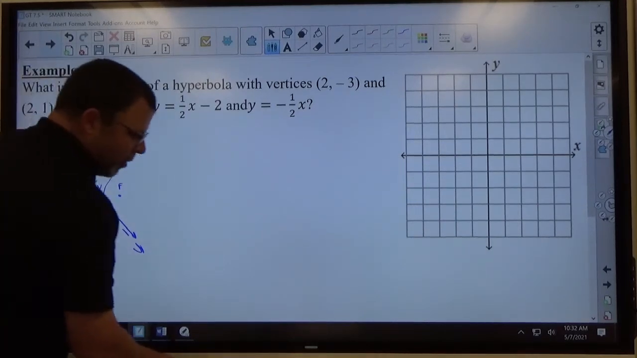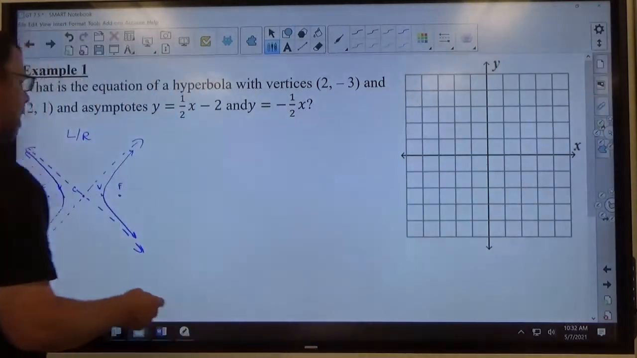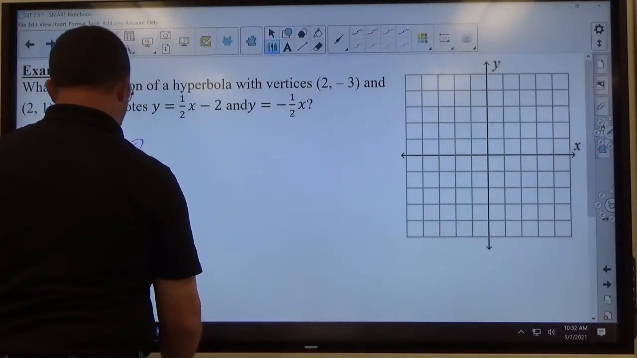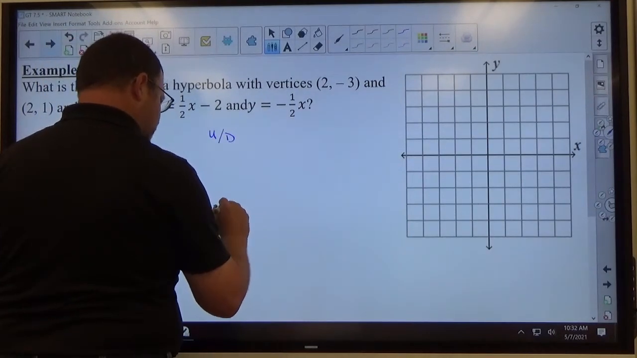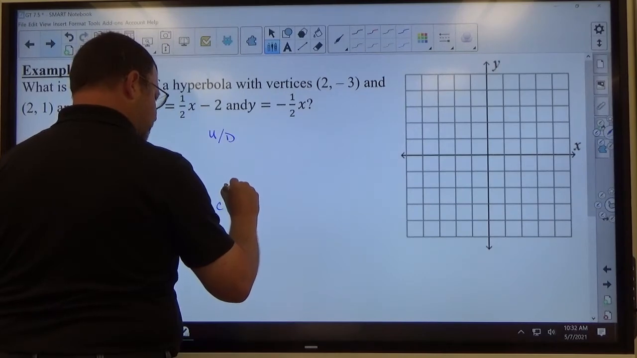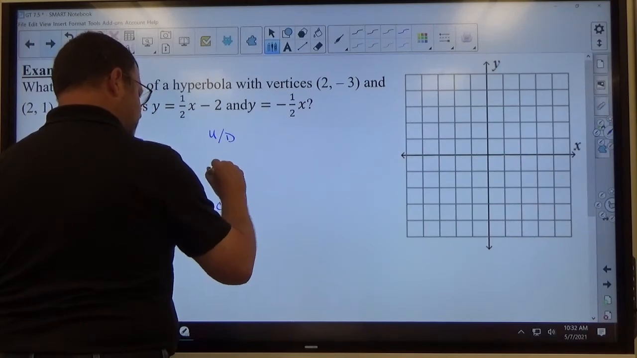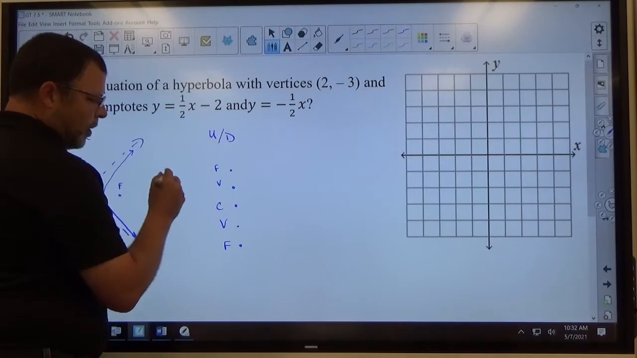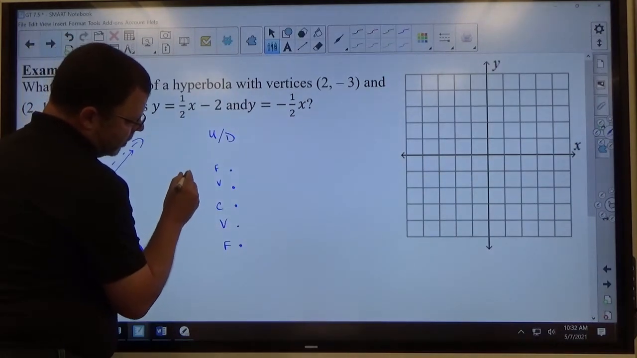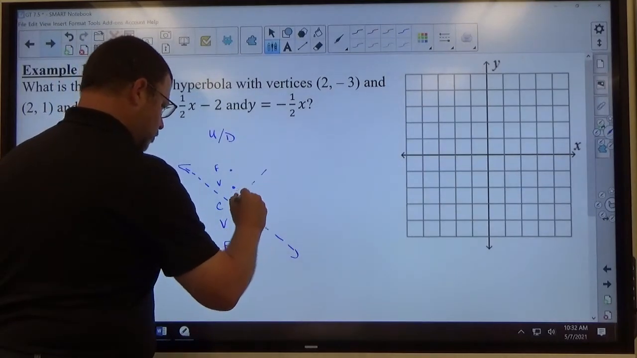So when they tell me in the problem that my vertices are (2, -3) and (2, 1), that gives me the up-down version. Let me just draw that one real quick. Up-down. Again, we're going to have a center, a vertex up, a vertex down, a focus up, a focus down. And then you still have a slant asymptote going through the center here, and one coming the opposite direction here.